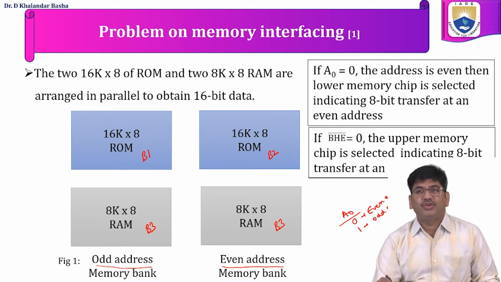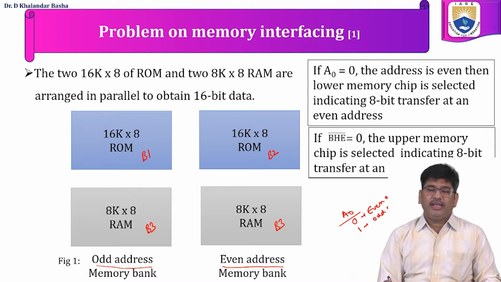So if A0 is equivalent to 0, the address is even, then the lower memory chips are selected, which you have placed in the diagram on the right hand side, for 8-bit data transfer at an even address. If A0 is equivalent to 1, the address is odd, then the upper memory chips, or odd address memory chips, will be selected for 8-bit data transfer. If it is a 16-bit data transfer, both even address and odd address will be accessed.